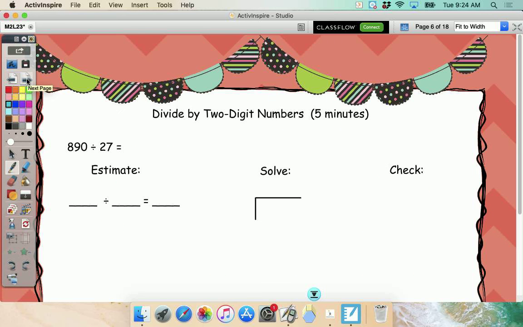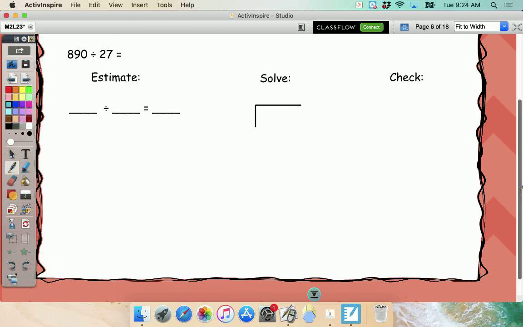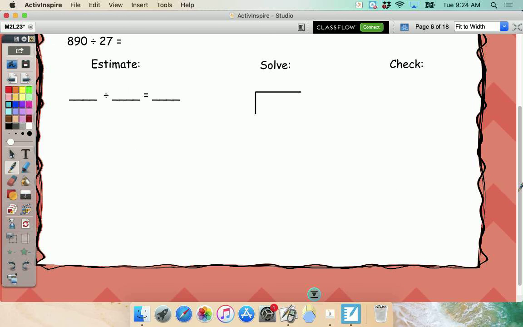So, okay, skip the next one, go to the last one. We're going to do 890 divided by 27. Do we need another line? I think so, and I don't know why I don't have one. But I'm going to add another one just to be safe. Yeah, I don't know what I just did. I wrote the 27 in the wrong place.